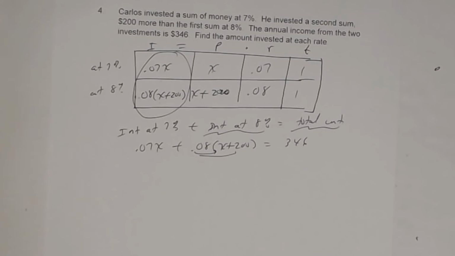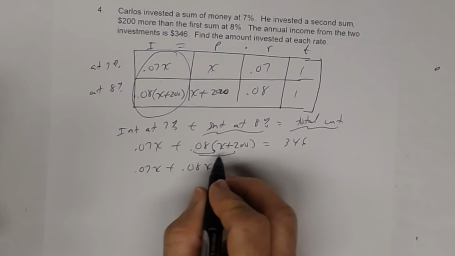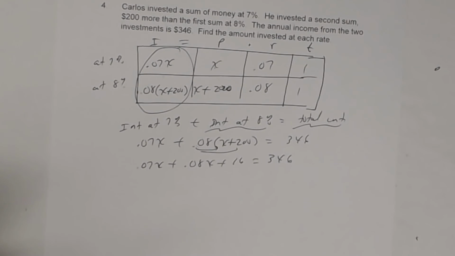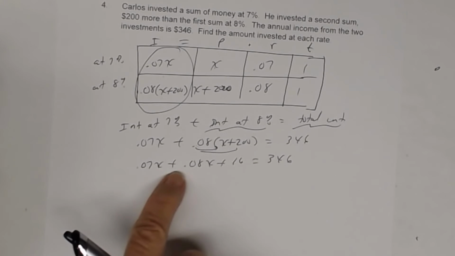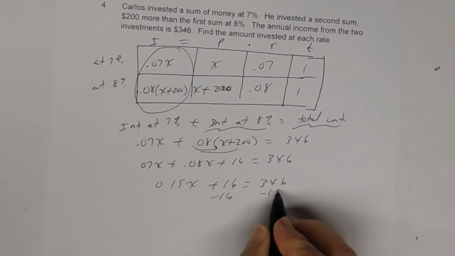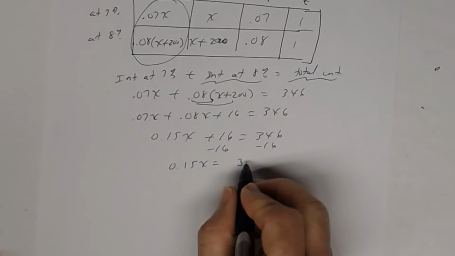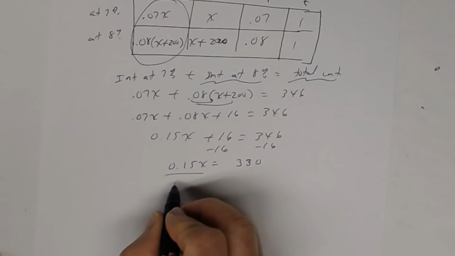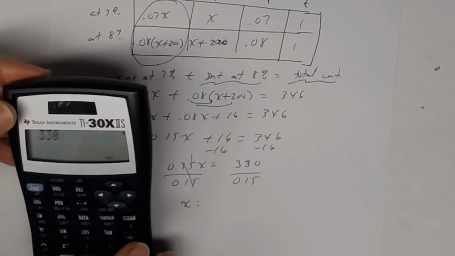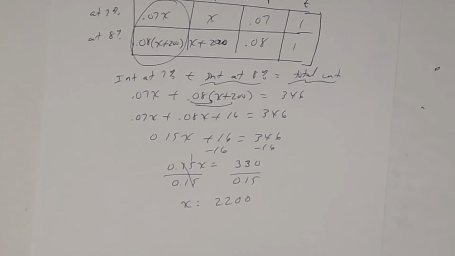And so now you have your equation, your linear equation, and you're going to solve. So distribute the 0.08. I have 0.07x plus 0.08 times x is 0.08x plus 0.08 times 200. Use your calculator. So 200 times 0.08, I get 16, equals 346. Combine like terms, 0.07 plus 0.08 will give us 0.15x plus 16 equals 346. Subtract 16 from both sides, I get 0.15x equals, and then 346 minus 16 is 330. Then divide both sides by 0.15 to get x by itself. I get x to be, and then use your calculator, 330 divided by 0.15 equals 2,200.